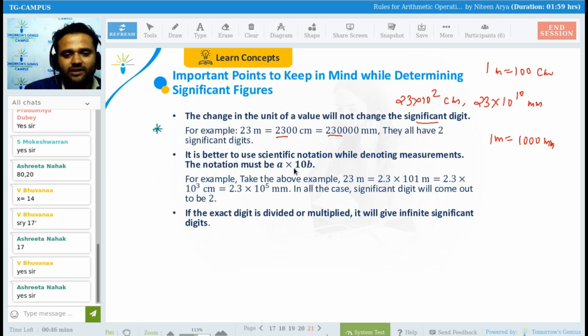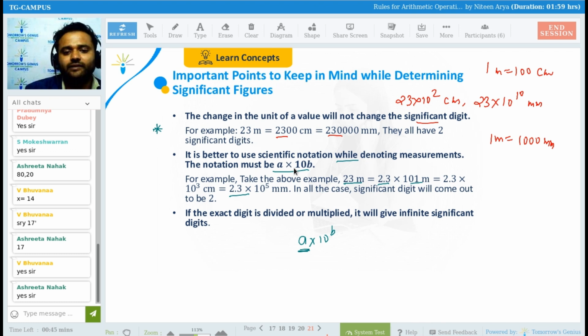It is better to use scientific notation while denoting measurements. The notation should be a into 10 to the power b. So we have only to count this a. For example, take the above example: 23 meter is 2.3 into 10 to the power 1 meter, 2.3 into 10 to the power 3 centimeter, 2.3 into 10 to the power 5 mm. So obviously 2.3, 2.3, 2.3 all have 2 significant figures.